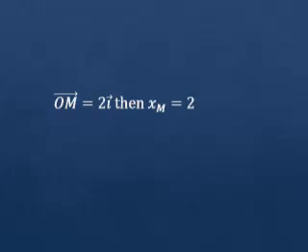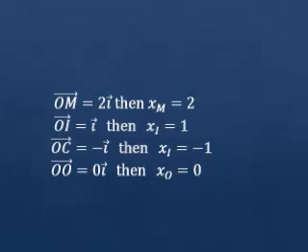If I have, for example, OM equals 2I, then the abscissa of M is 2. If I have I, then the abscissa is 1. If I have a vector OC equals minus I, then the coordinate of C is minus 1.